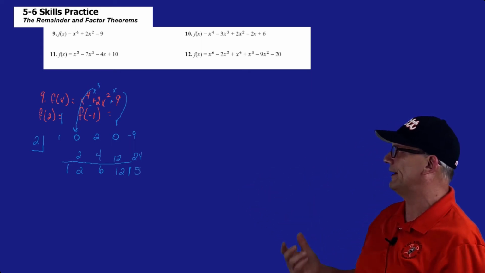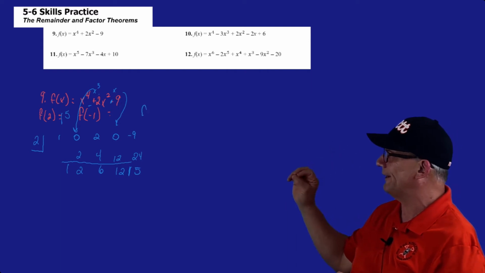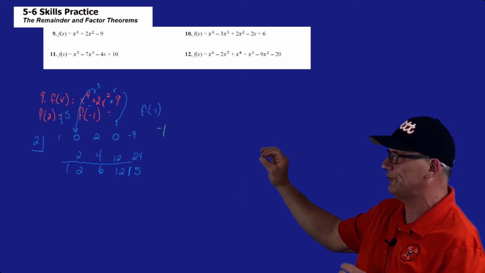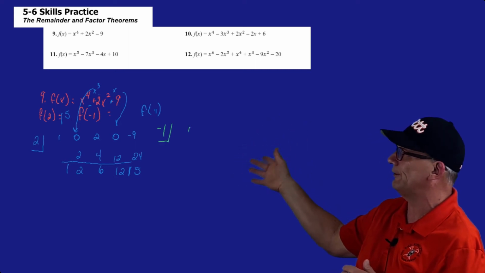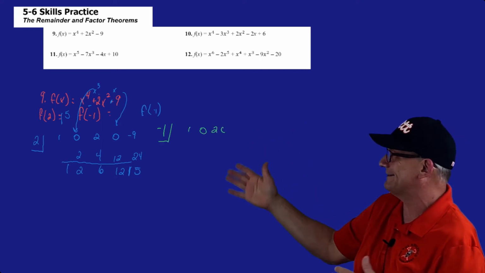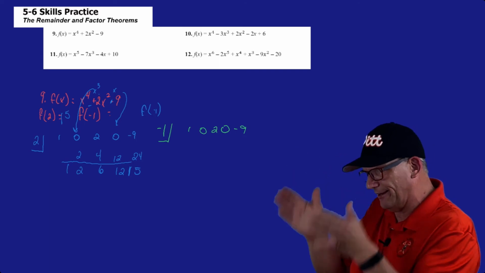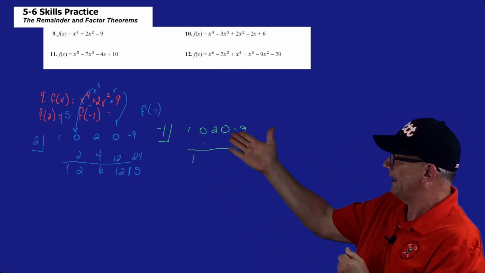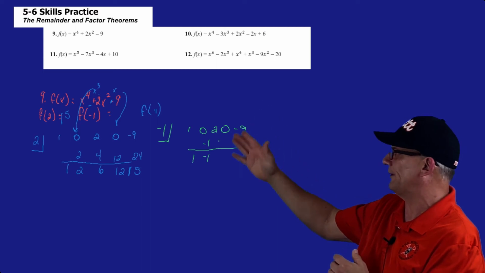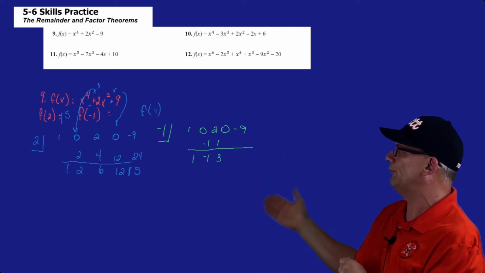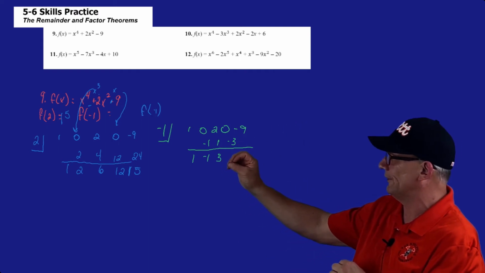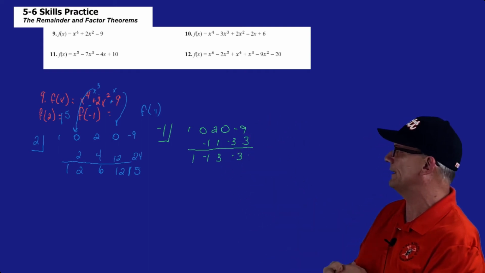All right, so f of negative 1, right? Same thing. We've got a 1 for the x to the 4th, a 0 because there's no x cubed, a 2 for x squared, a 0 because there's no x, minus 9. So now you have all the place values. All right, so keep going. And when we go through and substitute in negative 1, we end up with negative 6 as our answer. So f of negative 1 in this case equals negative 6.